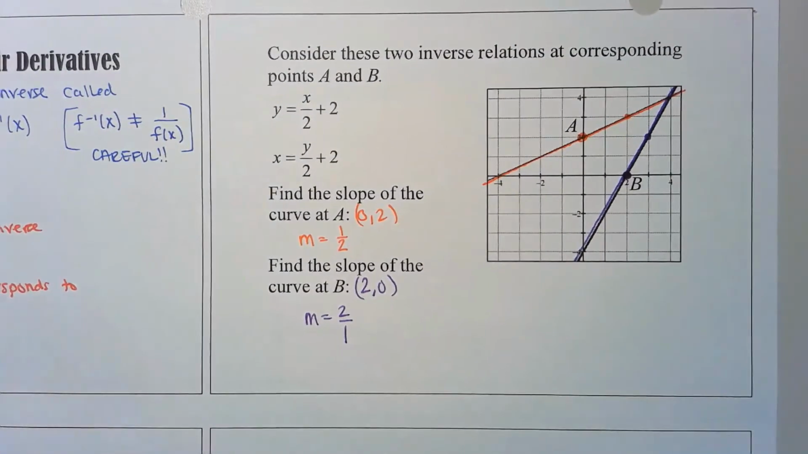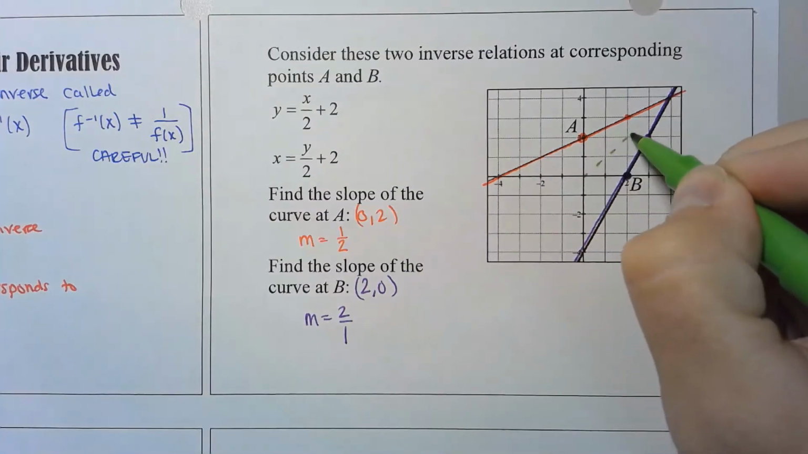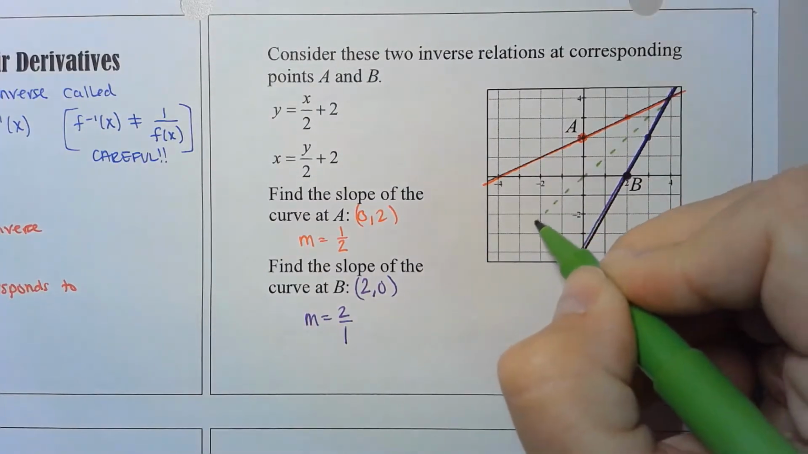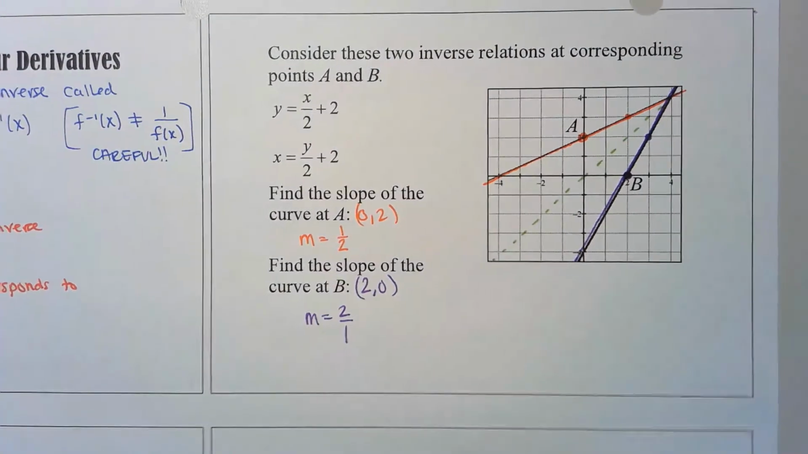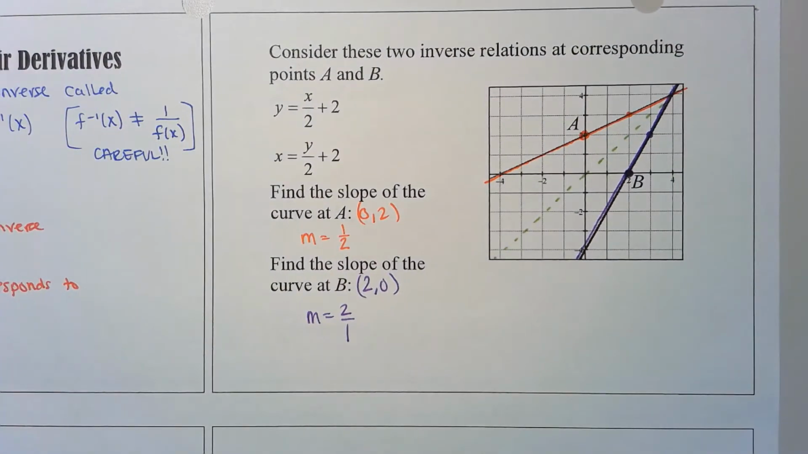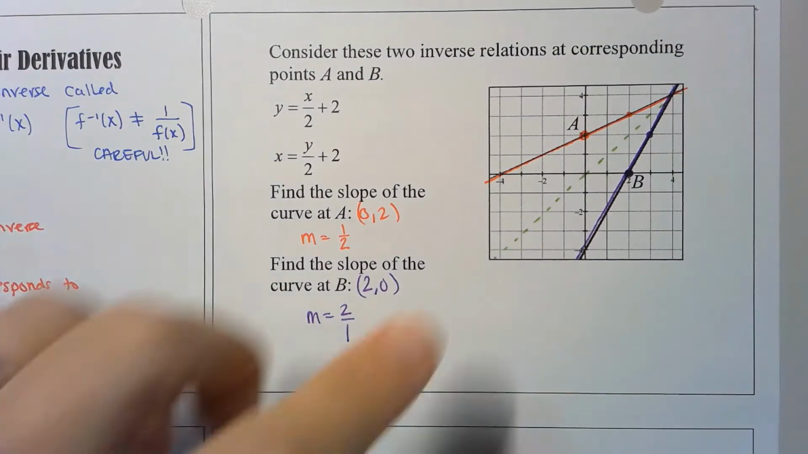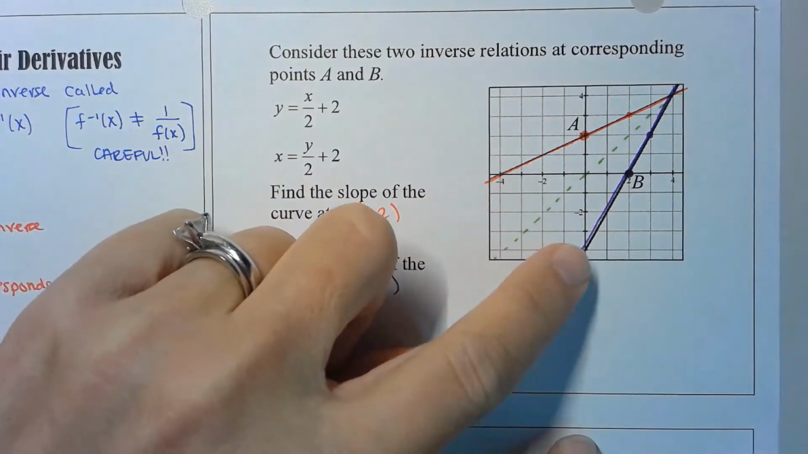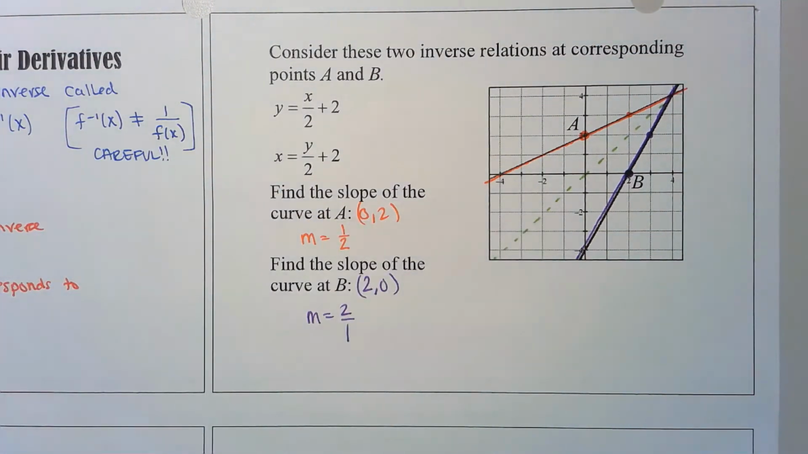Just for fun, while we're here, I'm going to throw in a green line because it'll stand out better. I'm going to draw in that symmetry line, the line y equals x. Remember, one of the things I just said on the last slide is that functions and their inverses are symmetric across the line y equals x. You see that mirror image across that green line? That's just for fun.